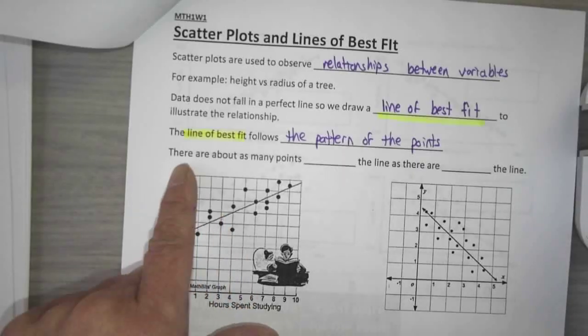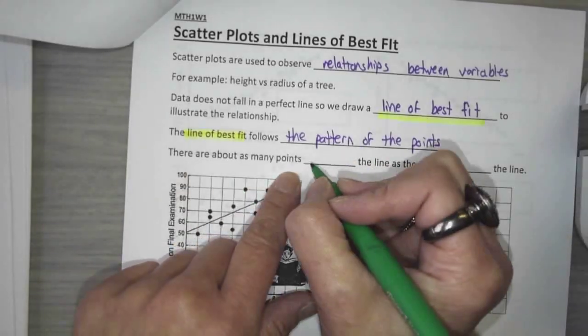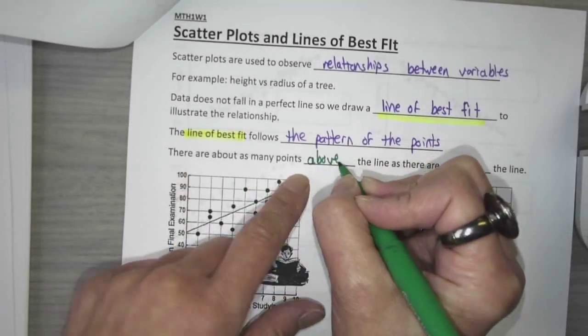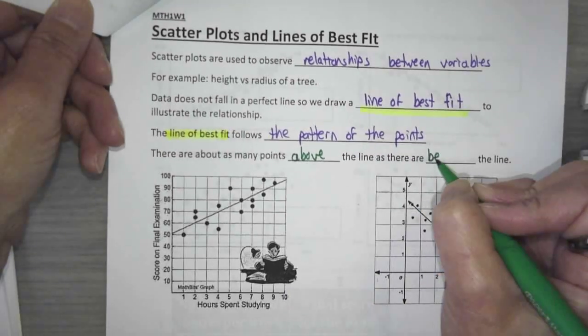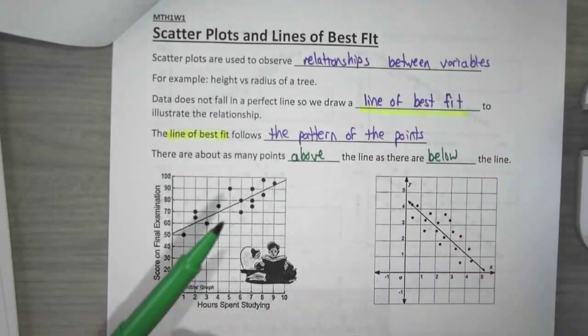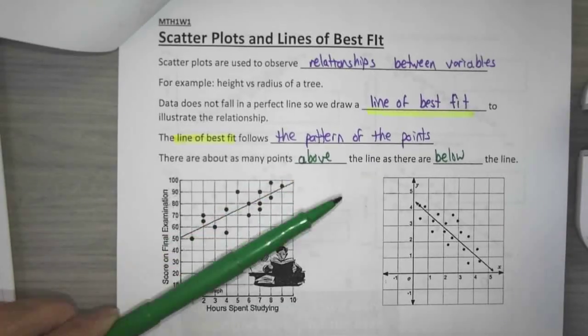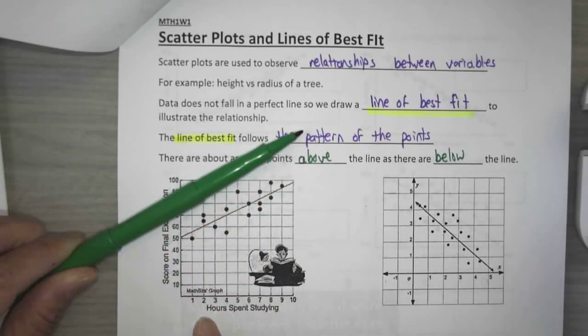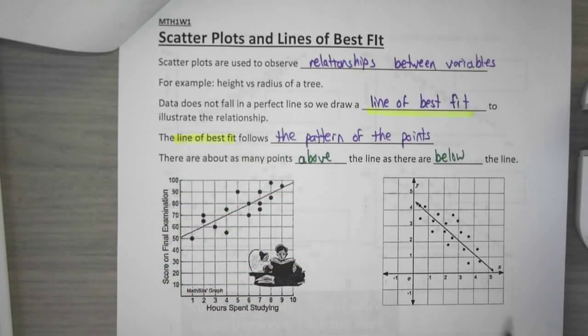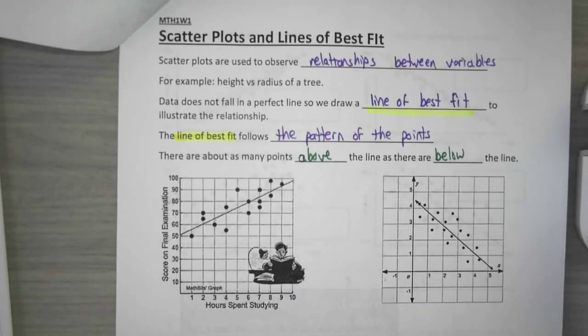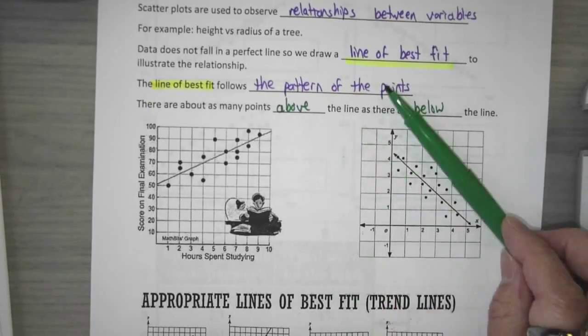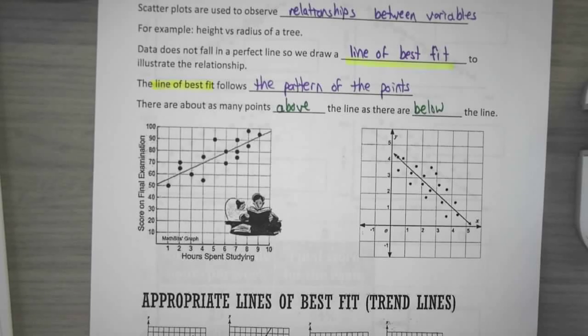So what they ask you to do is, there should be as many points above the line as there are below. So what they're asking you to do is walk through the middle. Don't walk below the line, the scatter plot. Don't walk above it. Walk through it. So you're trying to get as many above and below. Okay, so again, not below it, not above it, but through it.